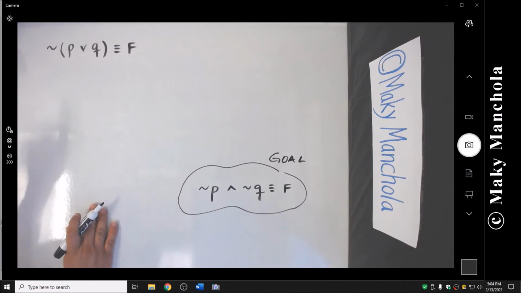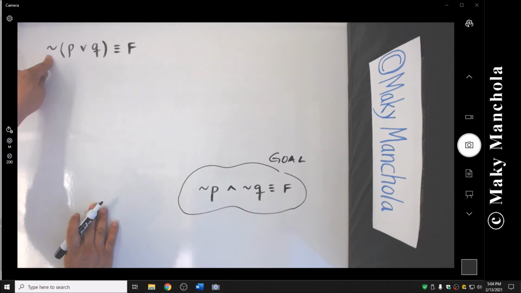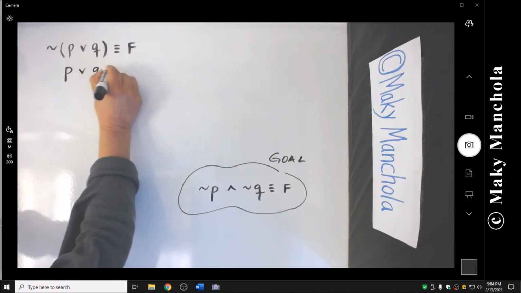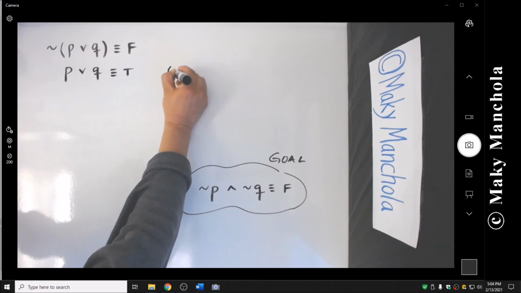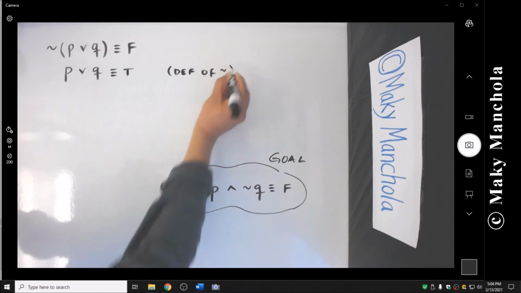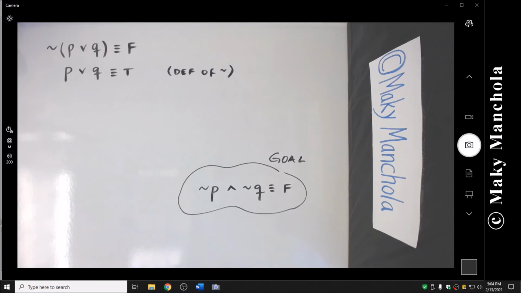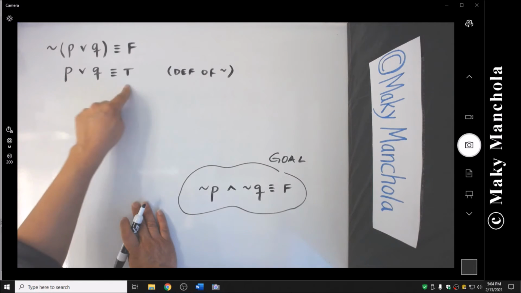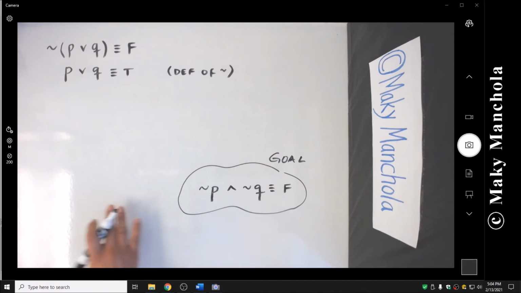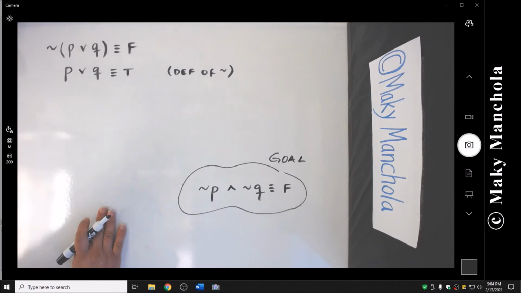Okay, let's see. Let's go back in here. We have that the negation of P or Q is false. So that means P or Q must be true by definition of negation. So here we have a disjunction that is true. We know by definition of OR that in order for P or Q to be true, at least one of these, P, Q, must be true. So let's assume without loss of generality that P is the one that's true.